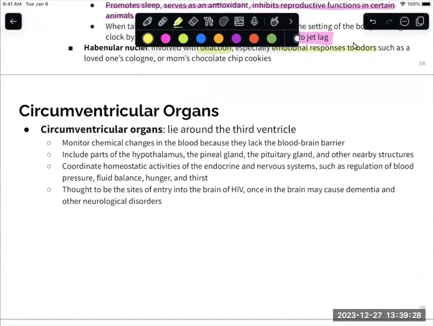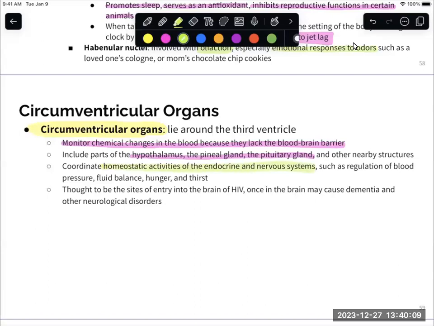Circumventricular organs. This is around the third ventricle. So here, our body monitors changes in blood. There is no blood-brain barrier in this area. And it has parts of the hypothalamus, the pineal gland, and the pituitary gland in this area. Why? Well, as we're monitoring the blood, it's helping to maintain those endocrine and nervous system functions.